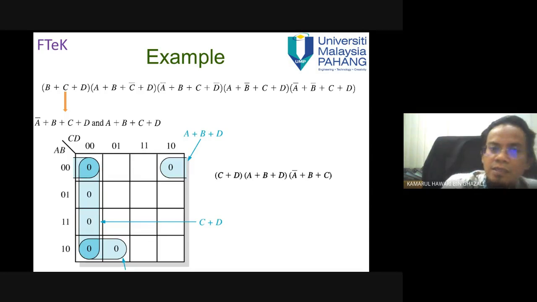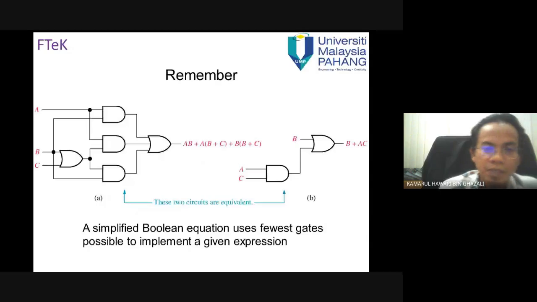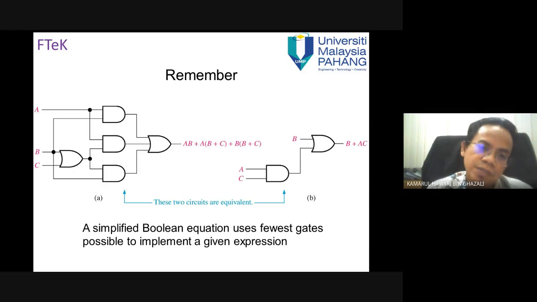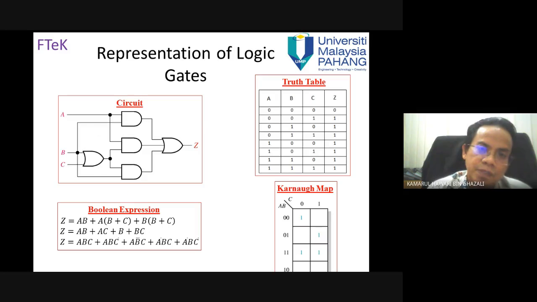Okay, this is another example. You can do the simplification of POS by using a K-map, right? Okay. Remember, a simplified Boolean equation uses the fewest gates possible to implement a given expression. If we simplify, we will use fewer gates compared to if we do not simplify.